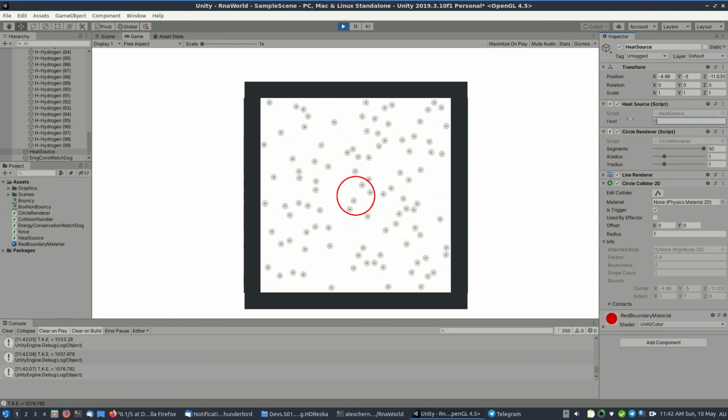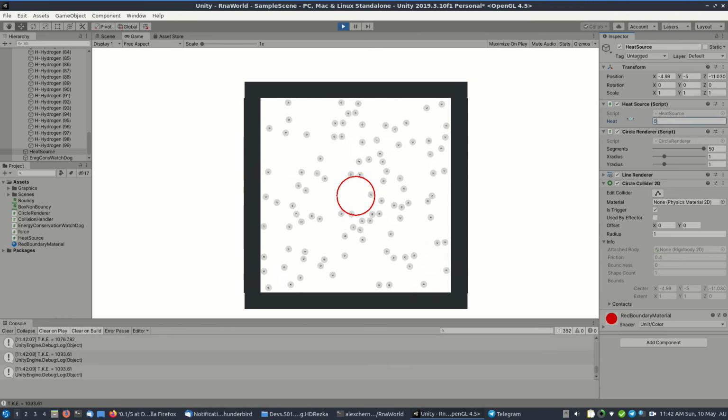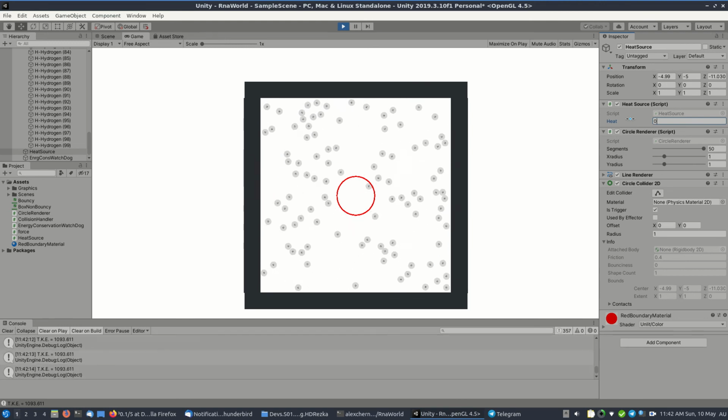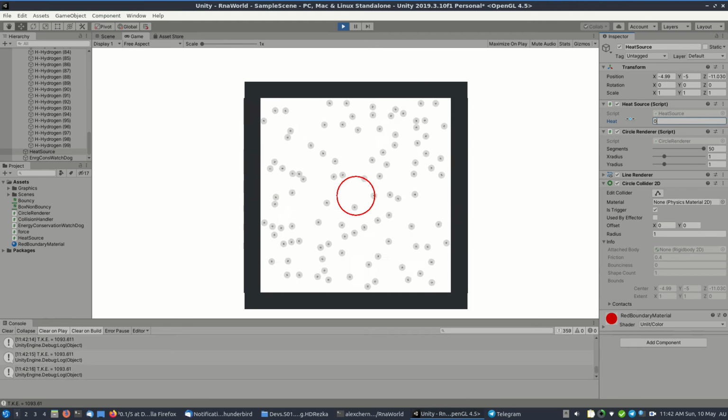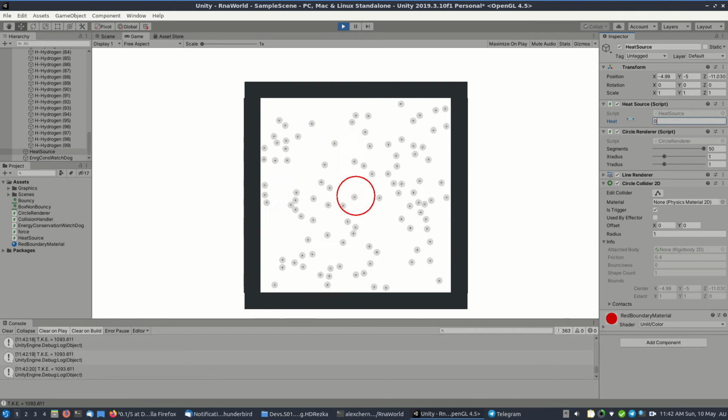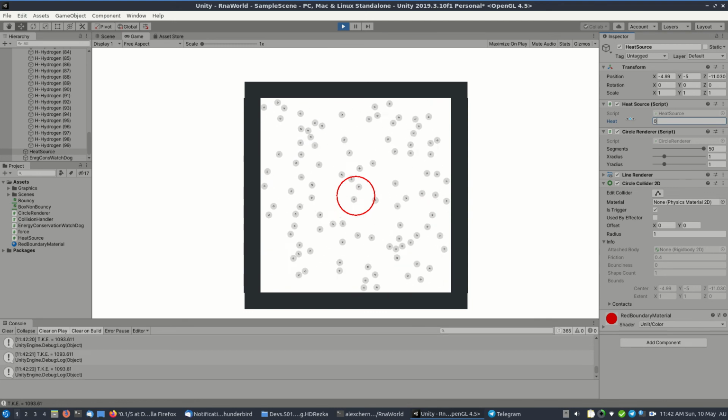I think this is enough of the heat. So yeah, I turned off the heat source, but we still have all of the energy that we added in the system. So it's pretty good. I'm quite happy about what I have now.